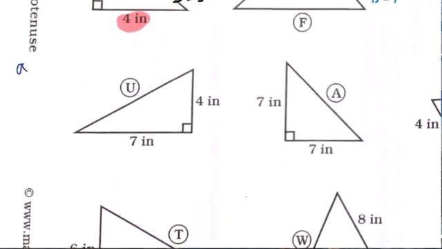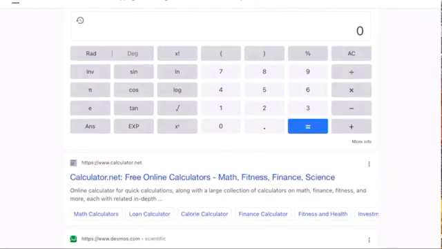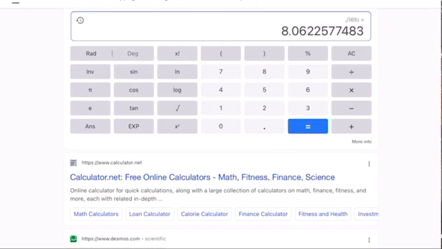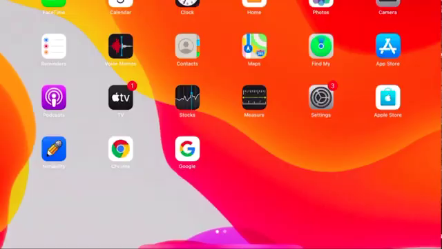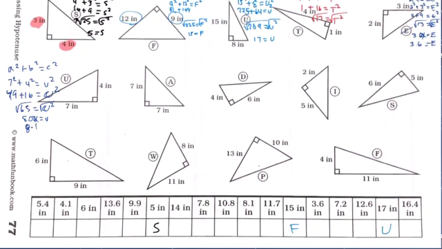And same thing here. A squared plus b squared equals c squared. 7 squared plus 4 squared equals u squared. 49 plus 16 equals u squared. That's 65. Square root of 65. Yeah, 8.06. That's a 6, so it becomes a 1. U is 8.1. And you go 8.1, you put a U.